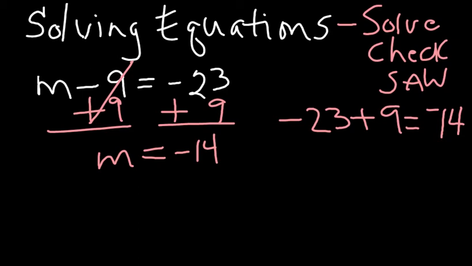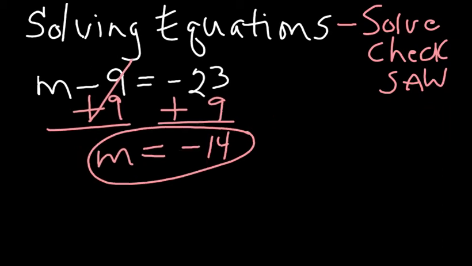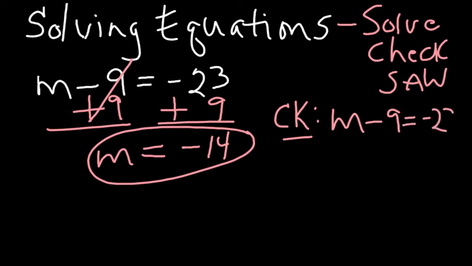Now, when you get to M equals negative 14, remember that's called isolating the variable, getting it all by itself on one side. You have an answer, so you circle it. Now you have to check. To check, what you do is write the original problem down. So, I usually put check, and then I write M minus 9 equals negative 23. Then I'm going to take what I think M is, which I think M is negative 14, and stick it back in for M. I'm checking to see if this is the right answer.